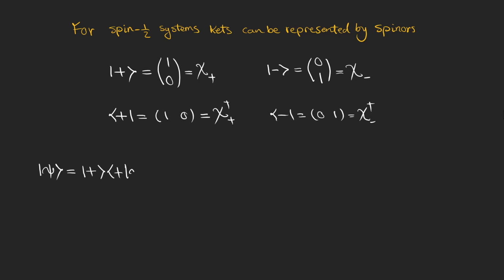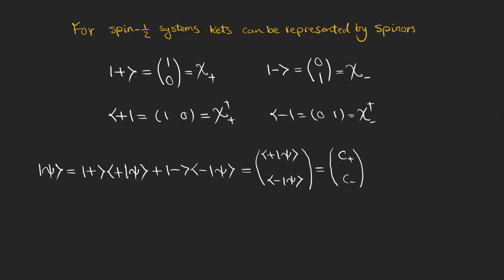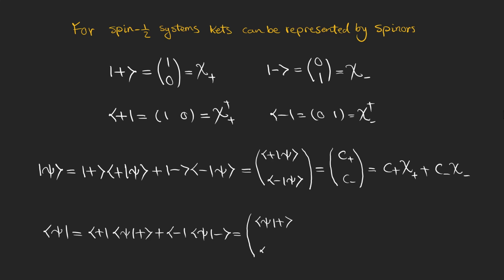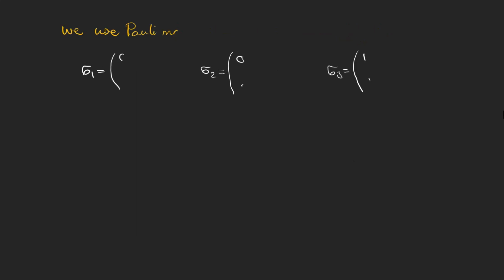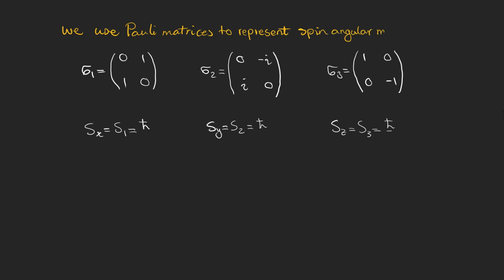This is a state spanned in the basis of eigenkets. We can also write it as a column matrix. The two elements of this matrix are two complex numbers and can be written in this form using the spinor language. In the same way, we can write the corresponding expression for the Hermitian conjugate. We can use Pauli matrices to represent the spin angular momentum operator. These are three 2x2 matrices that, when multiplied by h bar half, give us the operators for the three components of spin angular momentum.